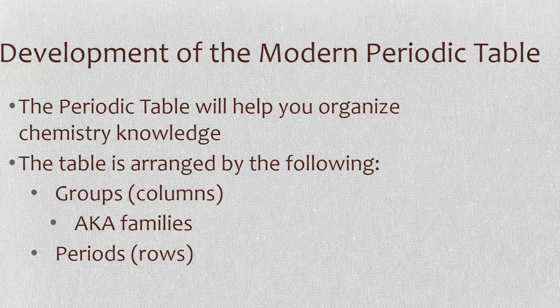So if you're using your hands and you make your hands into a T, so make a T with your hands. The top part of the T that's crossing looks like your periods or your rows. The bottom part of the T that is going up and down, that's your groups or columns. So when in doubt, make your T and realize the top is groups. Sorry, the top is rows and the bottom is groups or columns. These are also known as families.